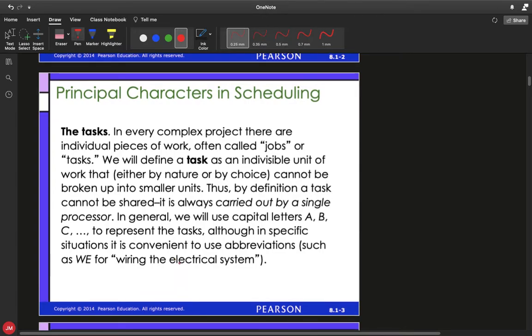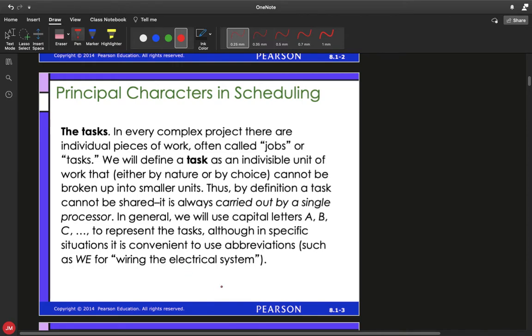The second thing we're going to have is the tasks. Every project we're looking at is broken up into individual pieces, which we're going to call either jobs or, more commonly, tasks. We define a task as an indivisible unit of work. In other words, by nature or by choice, it cannot be broken up into smaller units. That being said, a task can't be shared. When you have a task, it's carried out by one processor or the other, but you don't have shared work.